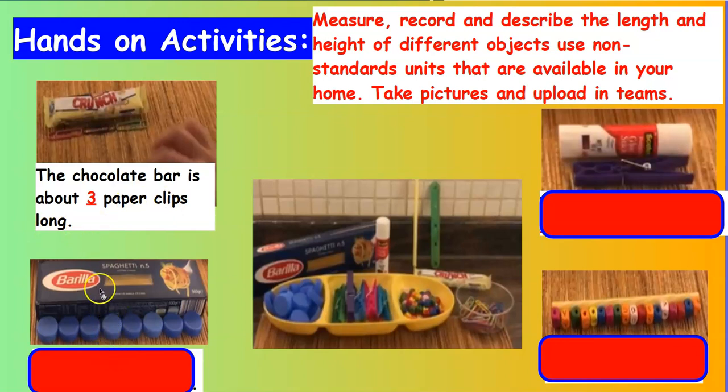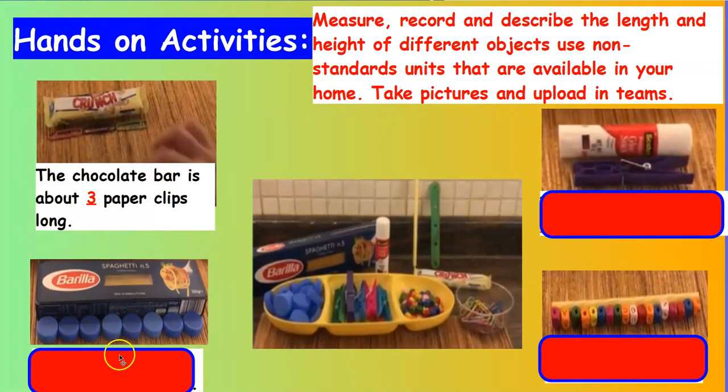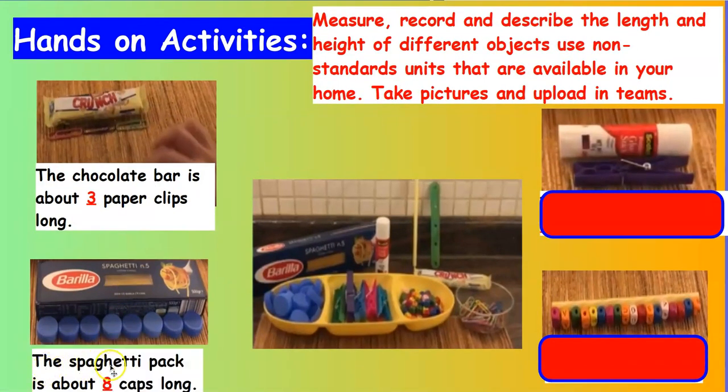Okay, do you understand? Very good. Now this time, I have here a spaghetti box. Now, can you look at what non-standard units I use to measure the length of this spaghetti box? Bottle caps. All right. So count. Ready? 1, 2, 3, 4, 5, 6, 7, 8. Very good. So after counting, you are going to record and describe. So like this. Okay. The spaghetti.